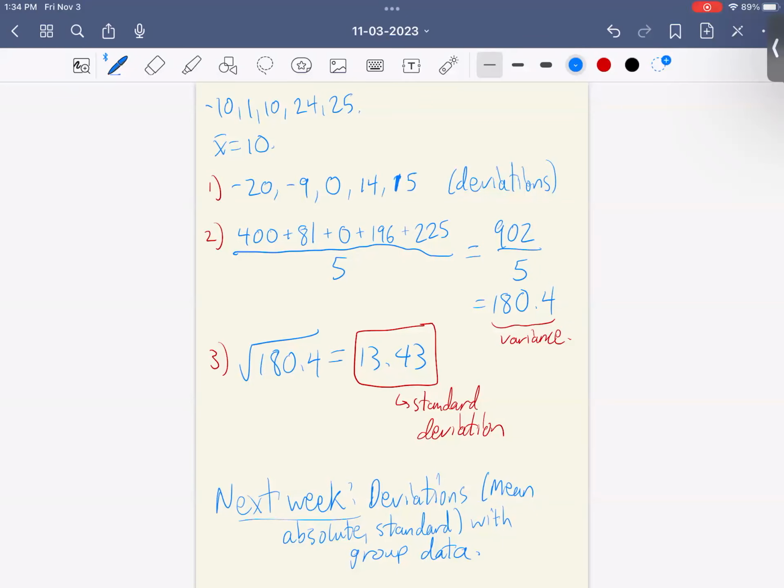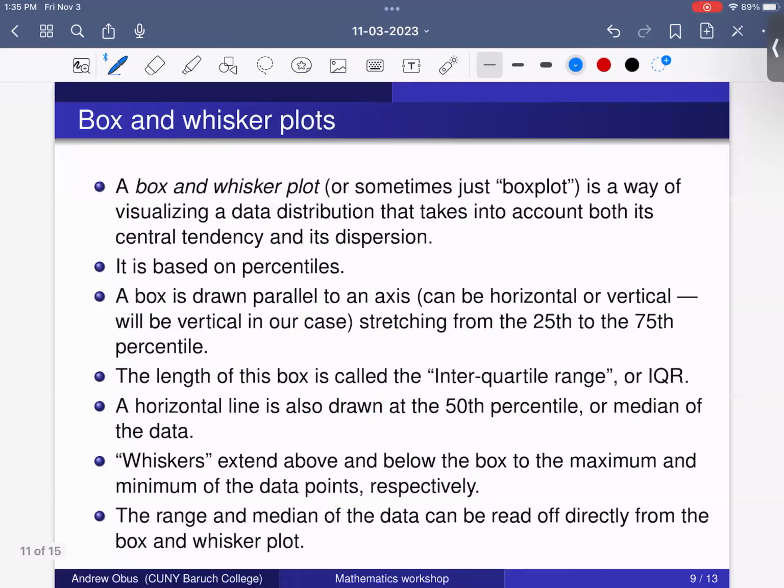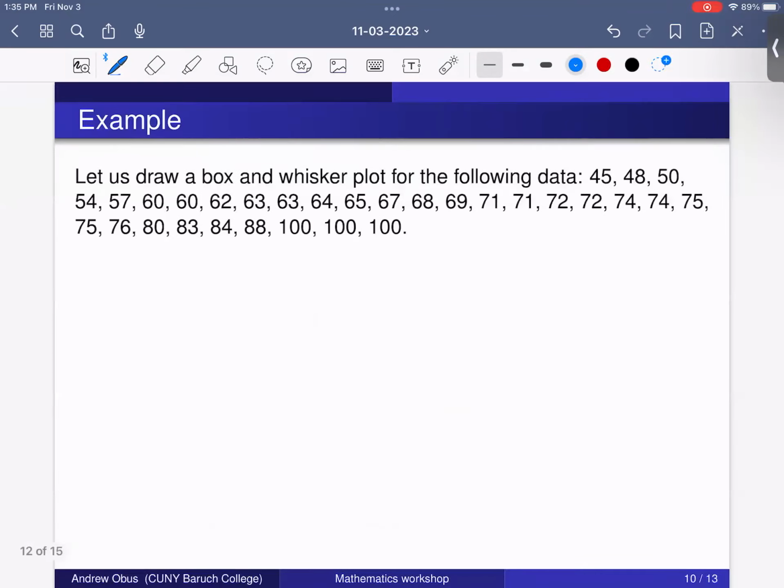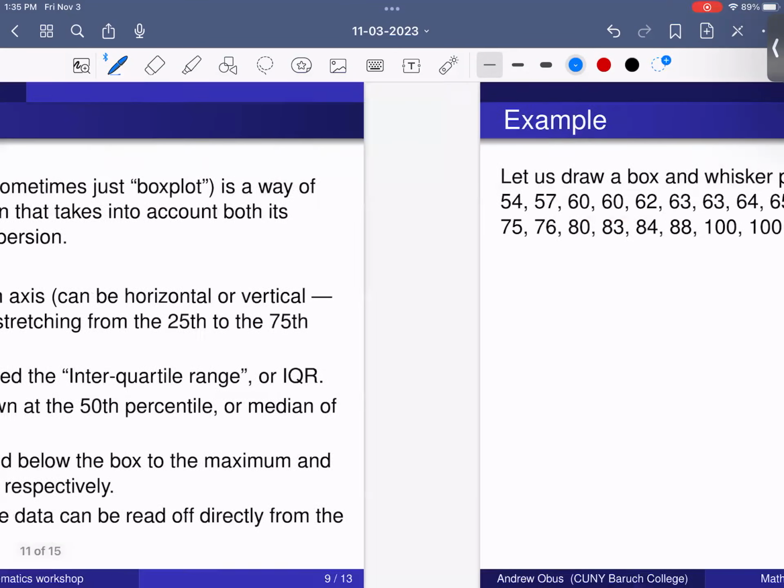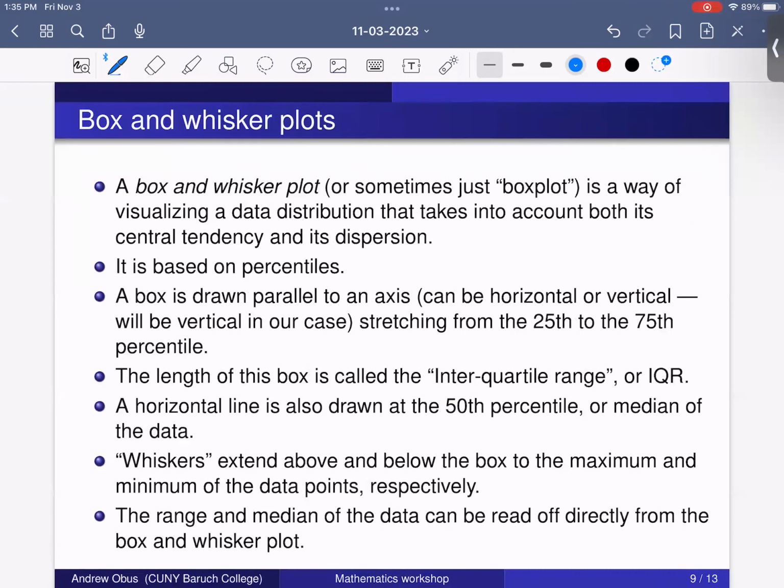Okay, so these are the rules basically. Okay, so I guess we have enough time to talk quickly about these box and whisker plots. So one last data visualization thing. There's something called a box and whisker plot, or sometimes just a box plot. It's a way of visualizing a data distribution that takes into account both its central tendency and its dispersion. And it's actually based on percentiles, so it's not really based on what we've talked about today.